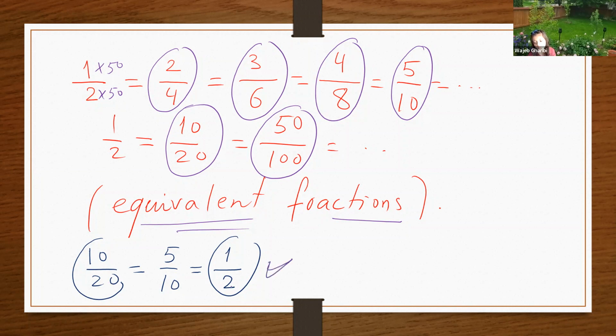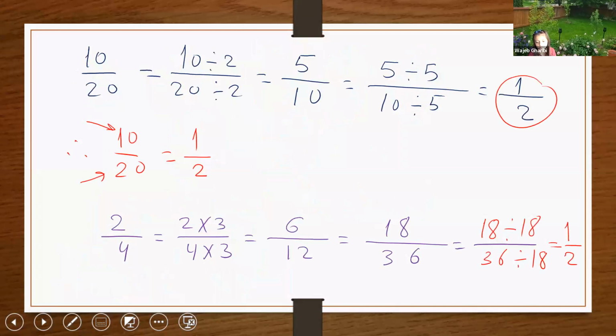1/2 is the simplest fraction. Here we have 10 over 20, and we simplified it to 1/2. So we reduced the numerator and denominator as much as possible. Here 10 over 20, we divided 10 by 2 and 20 by 2, and we got 5 over 10. We divide again, 5 by 5 and 10 by 5, and we got 1 over 2. So 10 over 20 equals 1/2, okay?